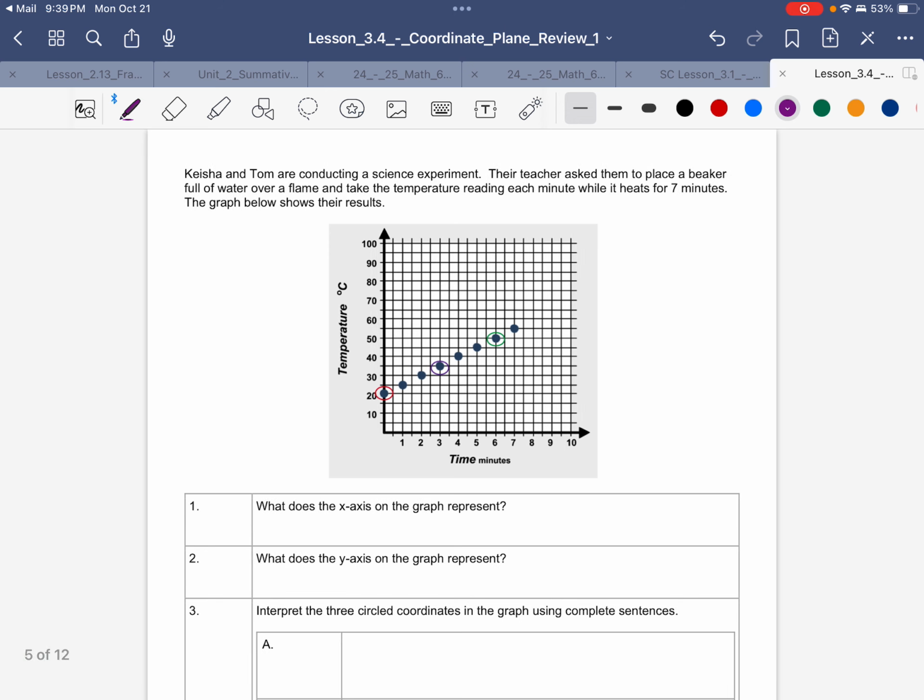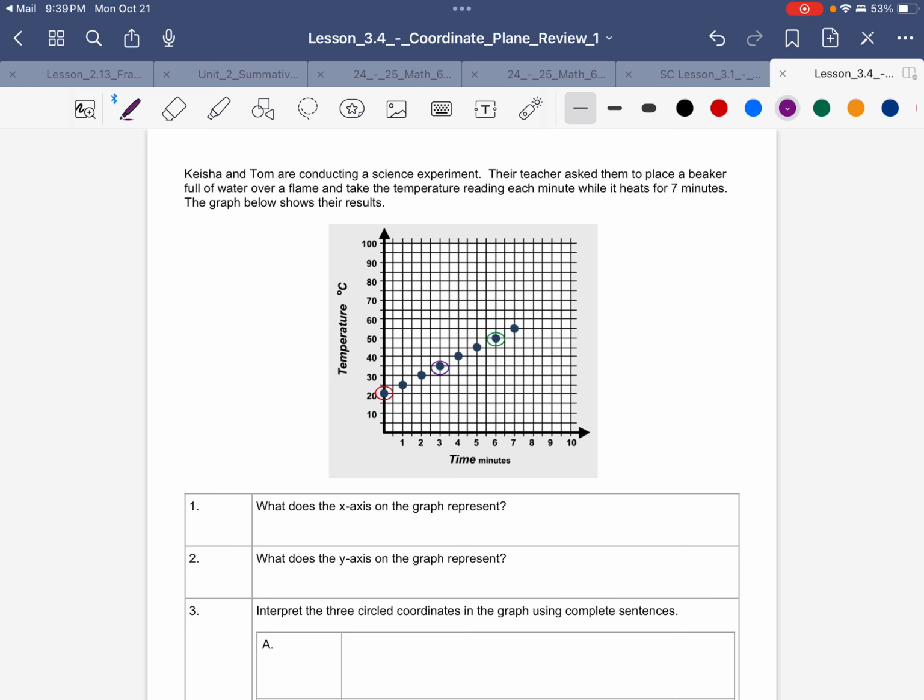Example of this, if you look at this graph, they're talking about time and temperature here. So Keisha and Tom are conducting a science experiment. Their teacher asked them to place a beaker full of water over a flame and take the temperature reading each minute while it heats up for 7 minutes. The graph below shows their results.